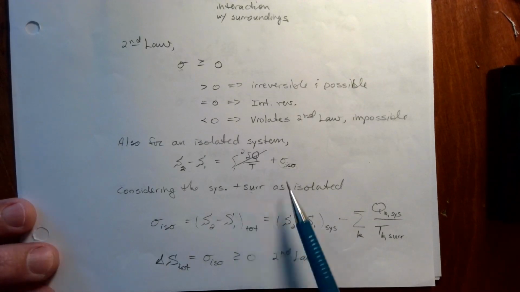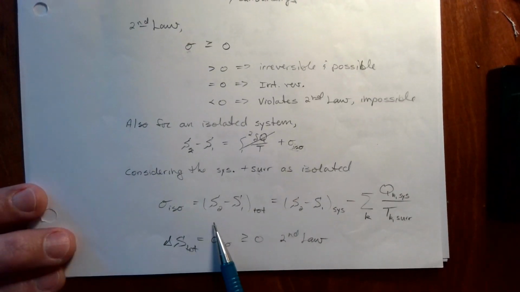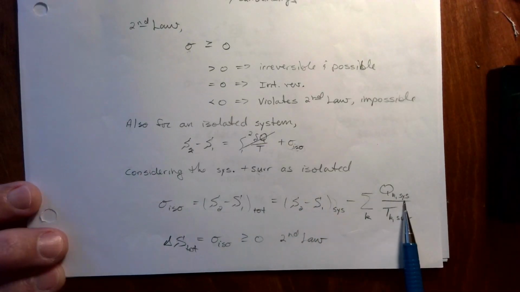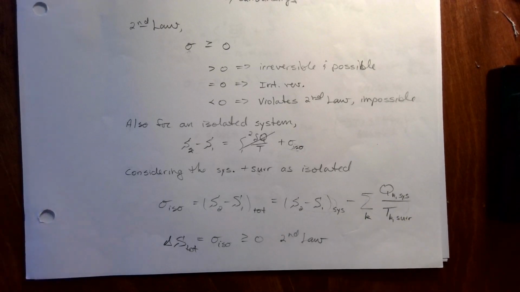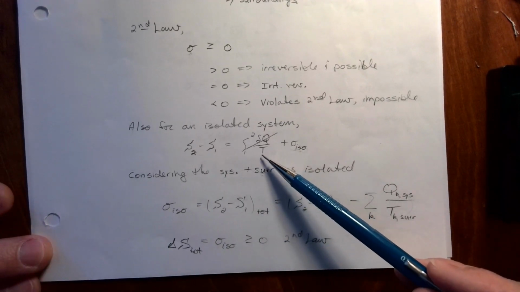Therefore, all we really need to do is evaluate sigma isolated. Sigma isolated is also called delta S total. You have the entropy change for the system, but also the entropy change of the surroundings, and the surroundings would be a thermal reservoir. So they are isothermal.